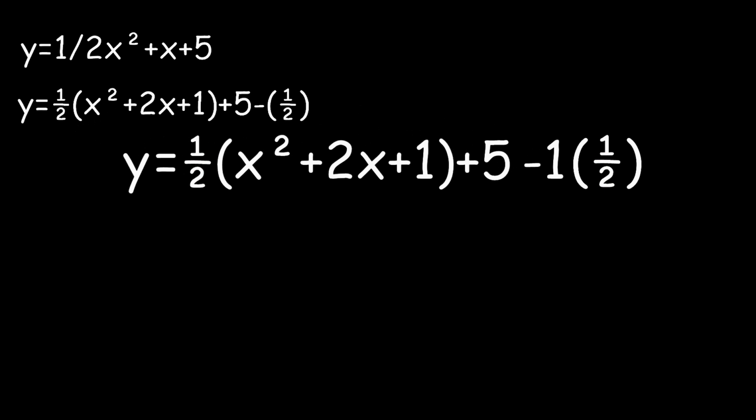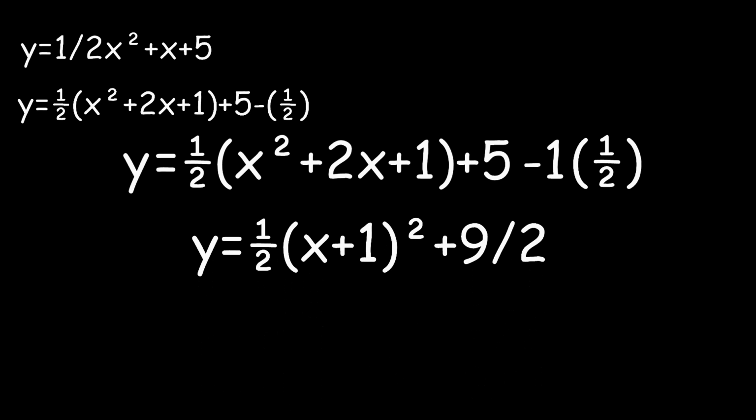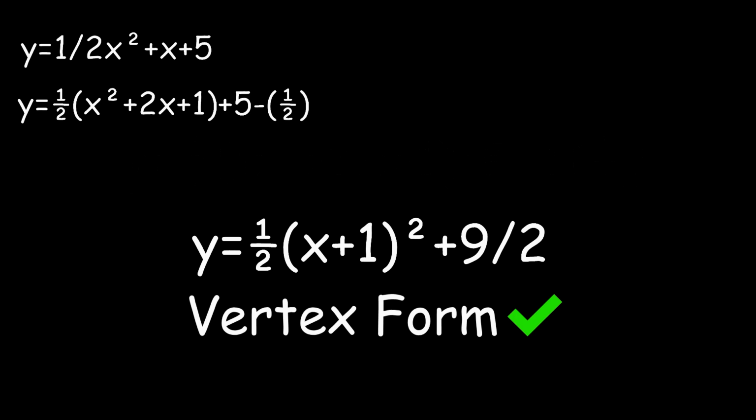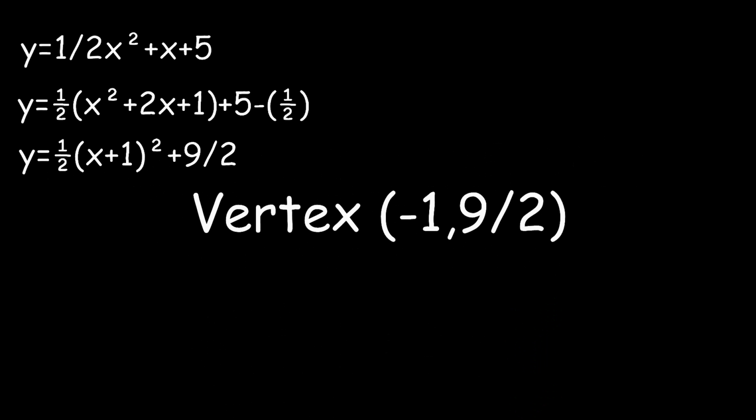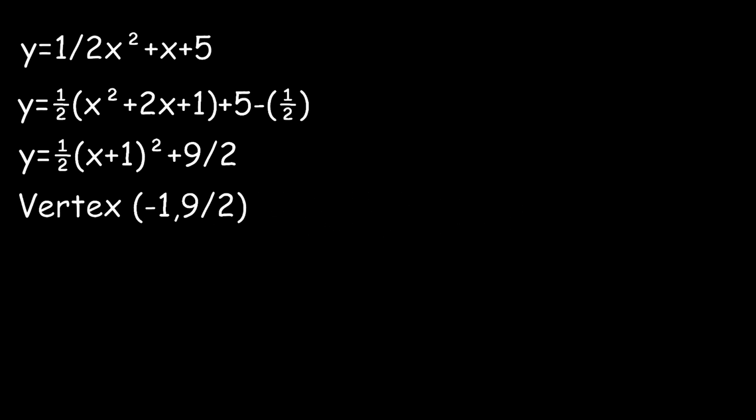All that is left is to express the perfect square trinomial as a square of a binomial. So after adding up all the like terms, we get y is equal to 1/2 times x plus 1 to the power of 2 plus 9 over 2. That's our vertex form. Once you find the vertex form, you are able to find the vertex, which is -1 and 9 over 2. To graph this, we use the coordinates of the vertex, -1 and 9 over 2. This will serve as our point of axis of symmetry.